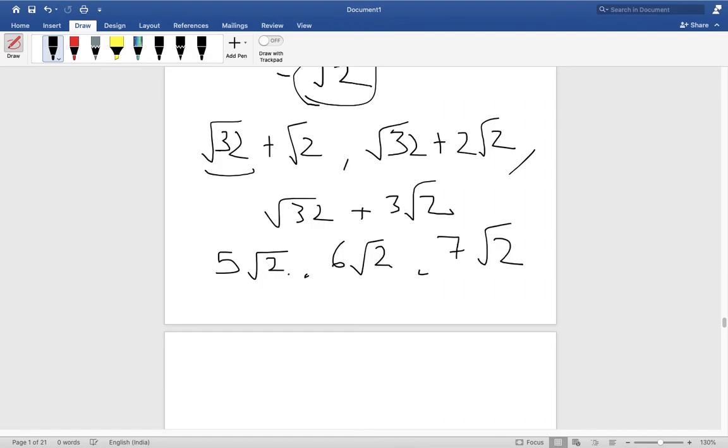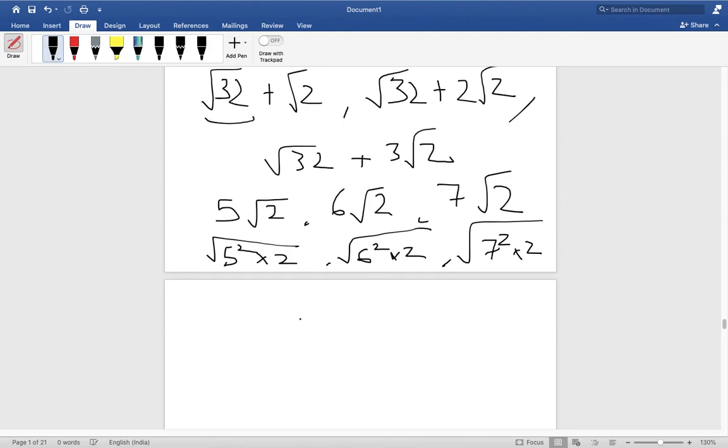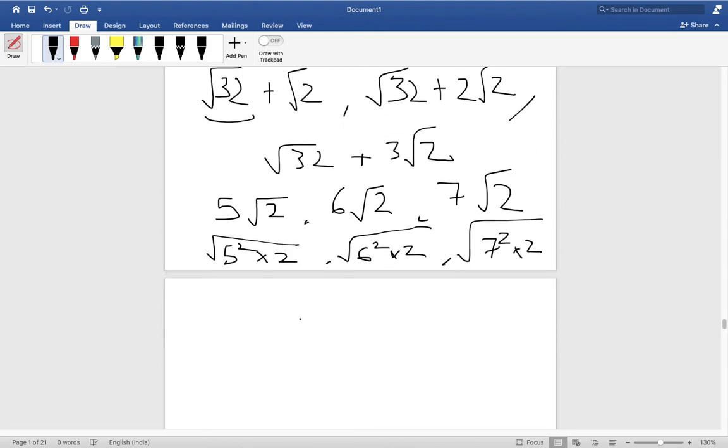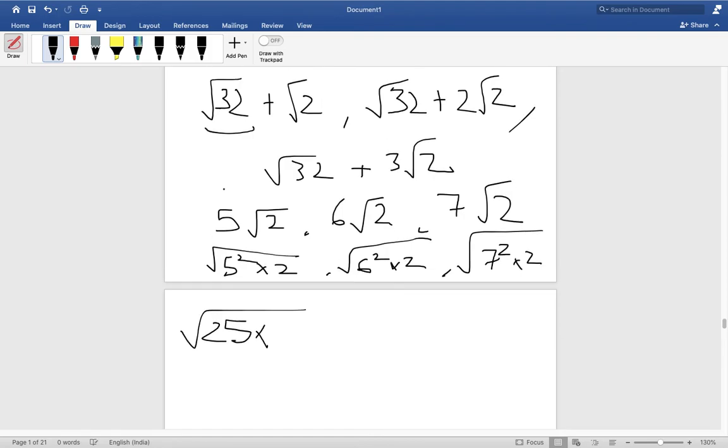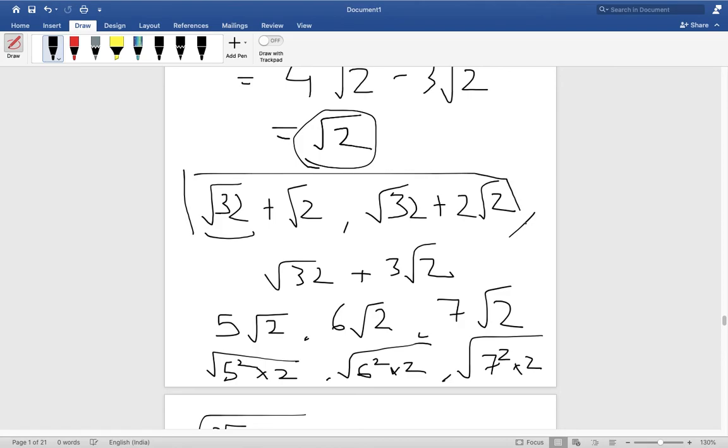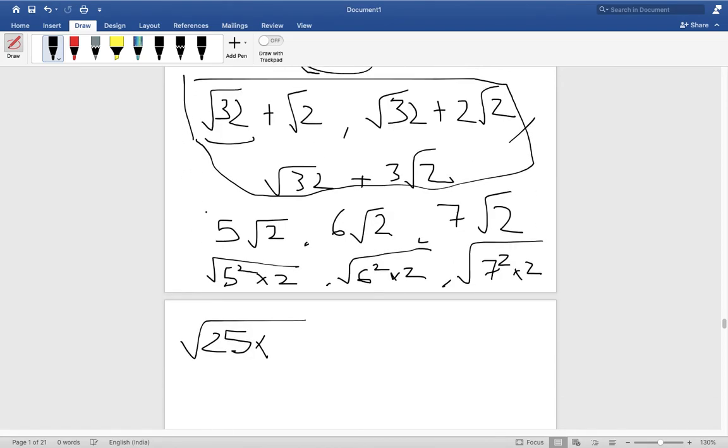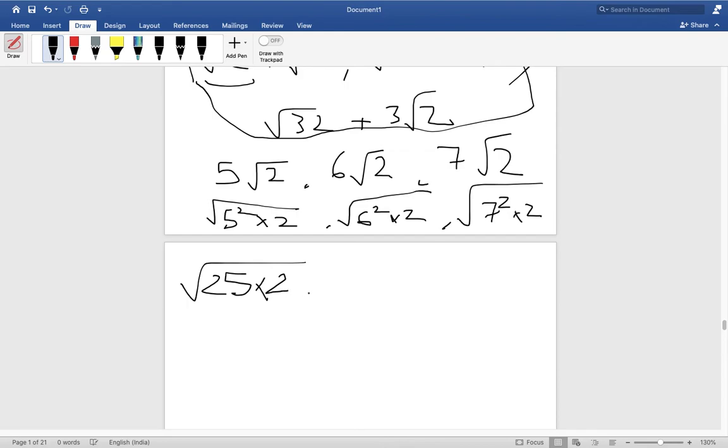You want to take 5 inside: square root of 5 square into 2. Take 6 inside: 6 square into 2. Take 7 inside: 7 square into 2. I'm doing it because in the problem it was mentioned like square root of 2, square root of 8, square root of 18, square root of 32. So I will write in that fashion as well. If you don't want to do it, if you just mention that these are the next three terms in the arithmetic progression, you will not be wrong. I'm just doing it for the heck of it.